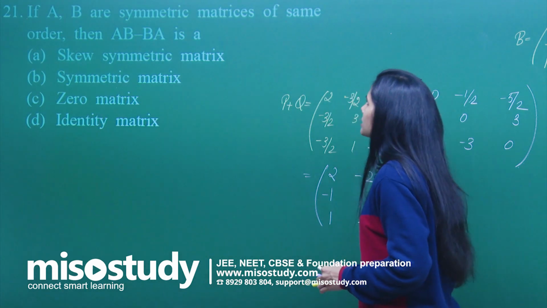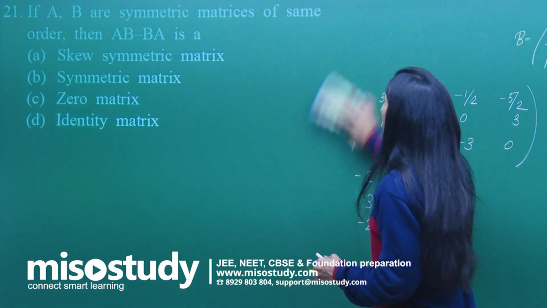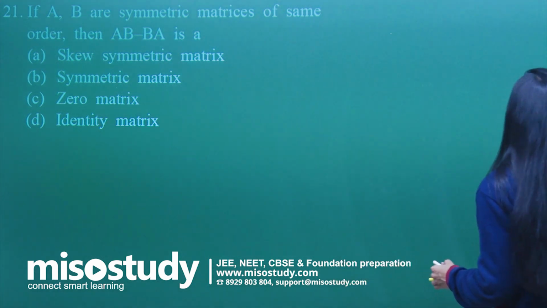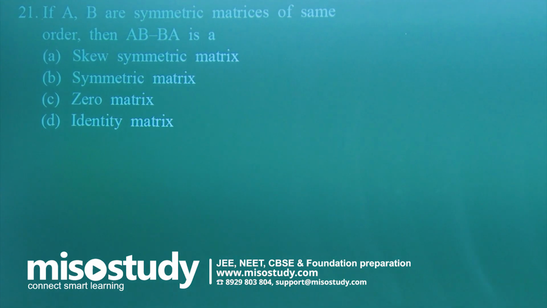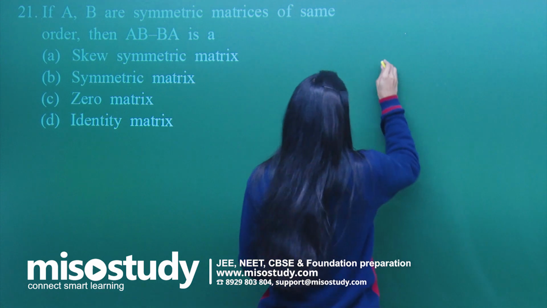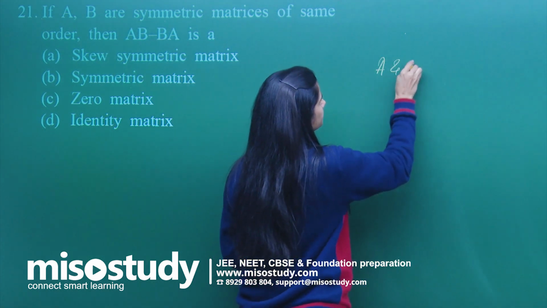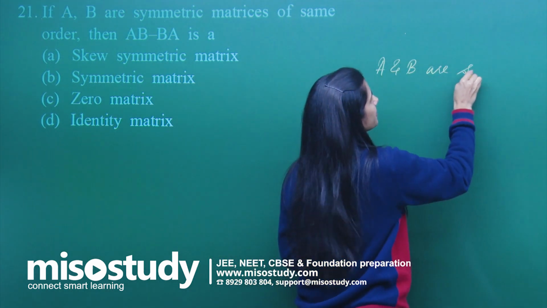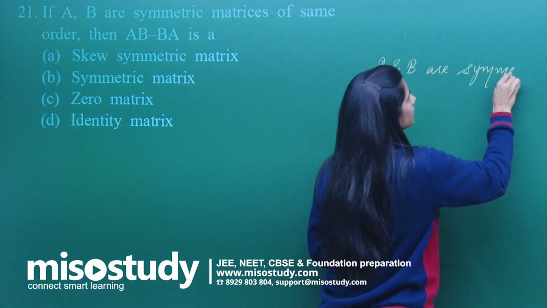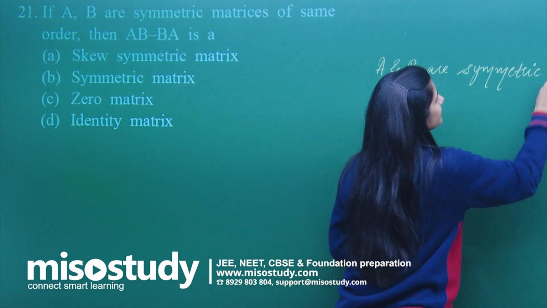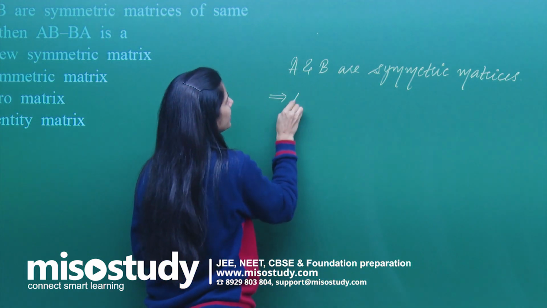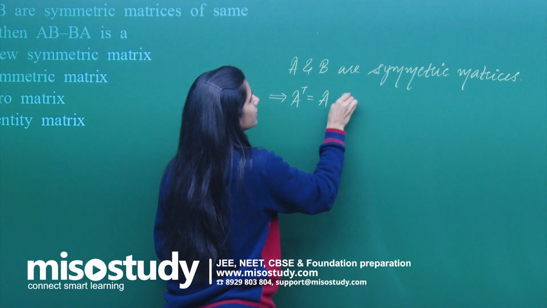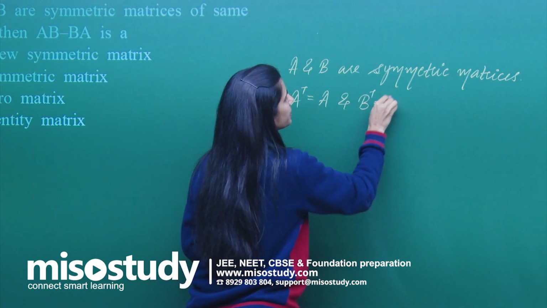It says that if A and B are symmetric matrices of the same order, then what is the nature of AB minus BA? Is it skew symmetric? Is it symmetric? Is it identity matrix or a null matrix? What is it? Now A is symmetric. If A and B are symmetric matrices, what is the quality they possess? This implies A transpose is A and B transpose is B.